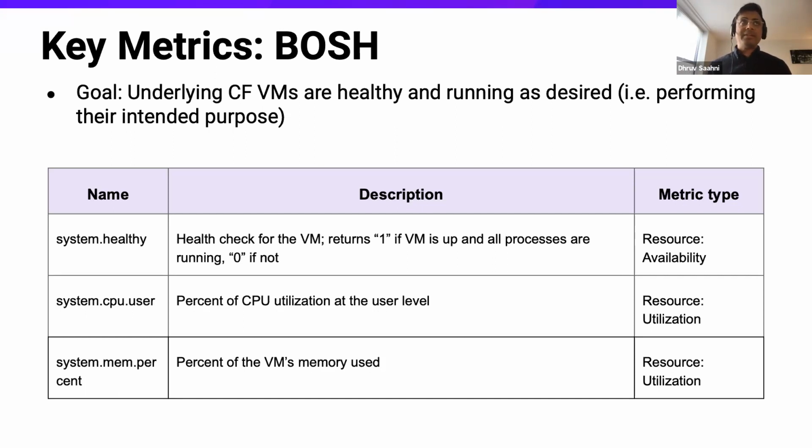So the basic VM metrics that you would want to monitor are probably not a surprise to most of you. So the first three, starting from the top, the first one is system healthy, and this is essentially just a simple health check. That's available to you. If it returns 1, that means that the VM is up, all the processes are running, and 0 if it's not. And this is a good example of a resource metric. It's an availability metric in particular.